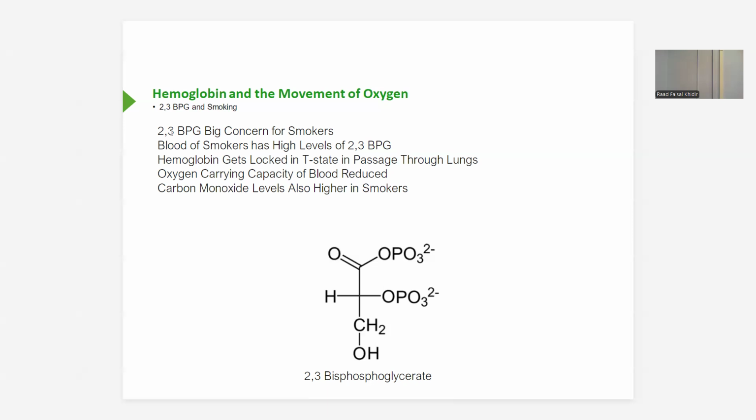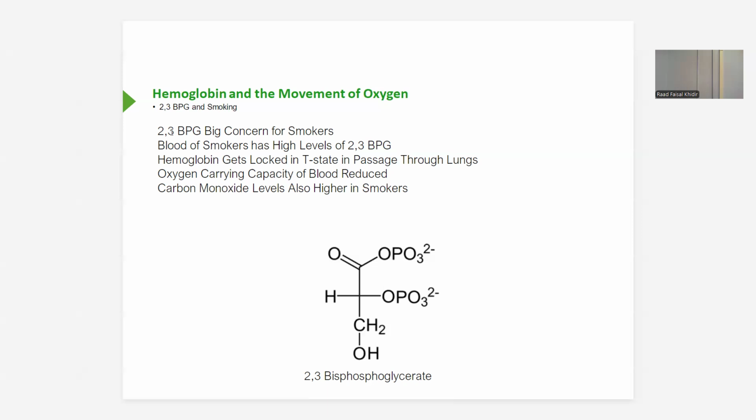This slide is on the exam. 2,3 BPG is a big concern for smokers. So the blood of smokers has high levels of 2,3 BPG. Not a secret, not unexpected, because smoke, nicotine, and stress cause damage and metabolic waste. That one did not need a lot of thinking. That one is clear.